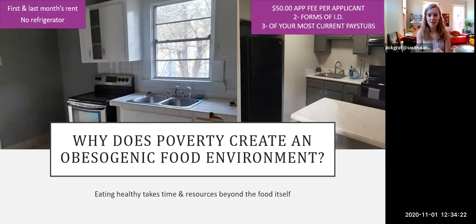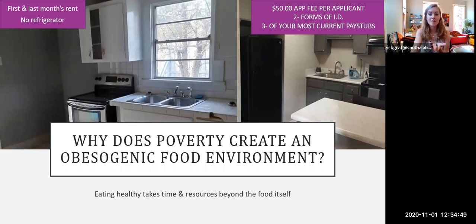You might have to have a steady job that provides things like pay stubs and W-2s so that you can prove your income. This apartment that has fewer barriers to rental, the kitchen arguably is not as nice. The space itself is a little bit older and not as well maintained. And this apartment doesn't include a refrigerator. So eating healthy requires time and resources that go well beyond just affording the food itself.